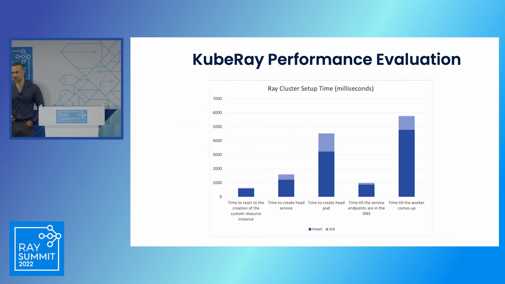So in terms of performance, there are different things happening, some of them in parallel. But the time for Kubernetes to react to the creation is roughly 600 milliseconds. Time to create the head service, and for the head service to appear in the DNS, is roughly 1 to 2 seconds. We have the head creation time, which is 3 to 4 seconds. And then when the head is created, the workers will come up and be ready. And that's, again, like 5 to 6 seconds. So in total, you can just assume that a cluster creation will take roughly 10 seconds. You should account for it.